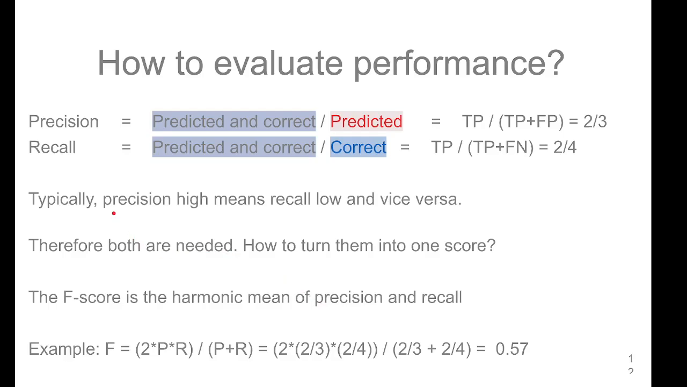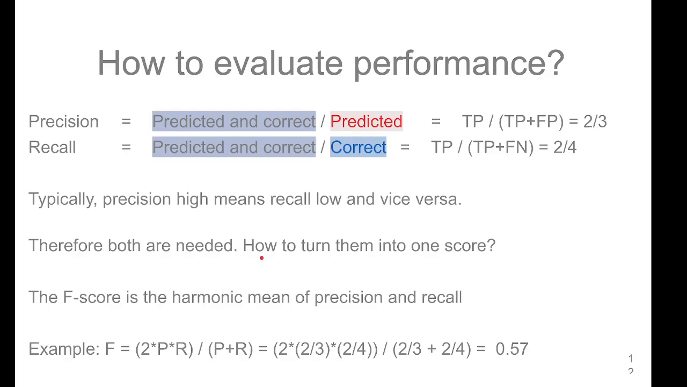Now typically, when the precision is high, that means that the recall is low and vice versa. Somehow both measures go against each other. And therefore both measures are needed. We cannot just do with one of them.